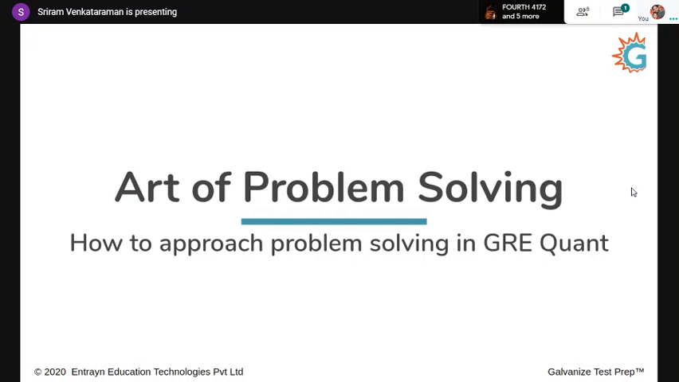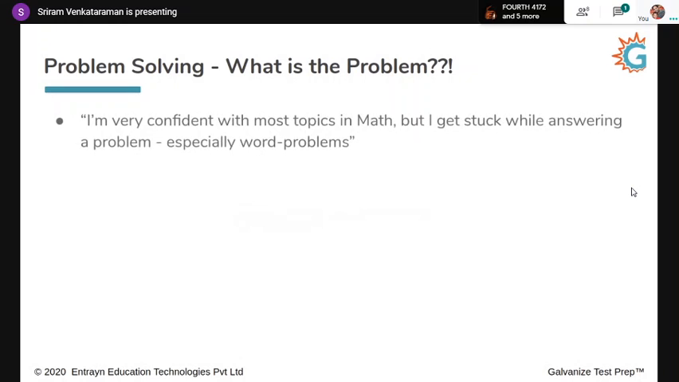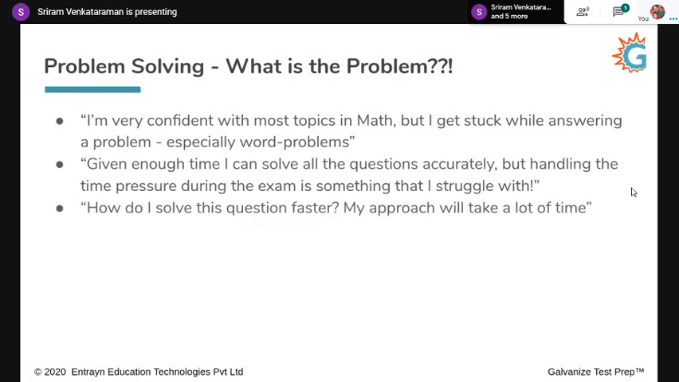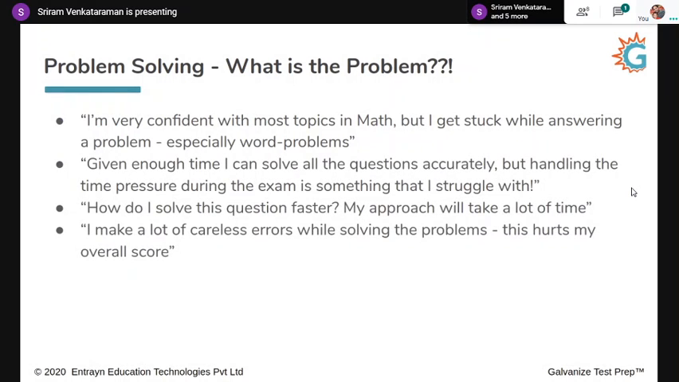Okay. So what is really the problem? I know a lot of our students who come and say some of the things that I mentioned over here. I'm very confident in most topics in math, but I get stuck while answering a problem, especially word problems. Now, this is not just true in GRE. This could be true anywhere. I know a lot of people who prepare for aptitude exams, any exam that has an aptitude component to it. They have these kind of problems.